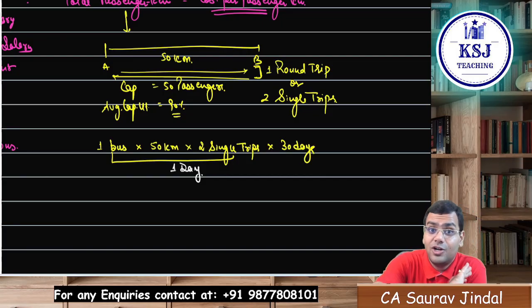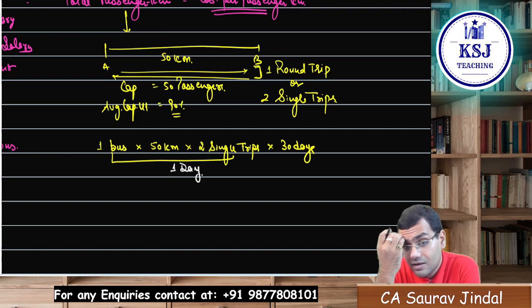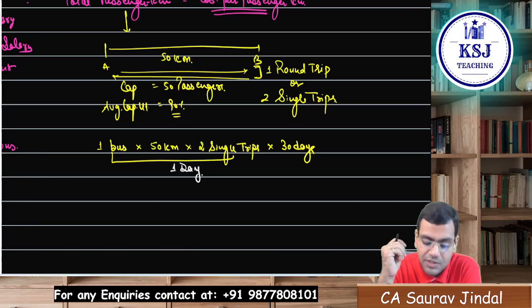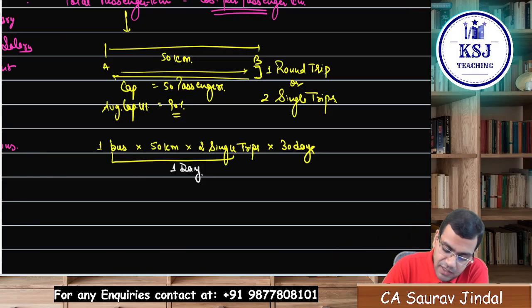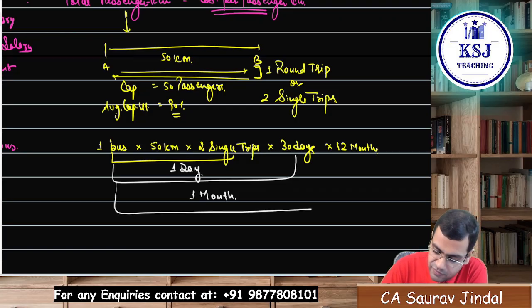We have not yet talked about passengers. We are just talking about the kilometers being traveled by the bus. Now, if I multiply it with 30, what will I get, sir? Then I will get the figure for 1 month. And if I multiply it with 12 months, what will I get? I will get this value for the whole year.